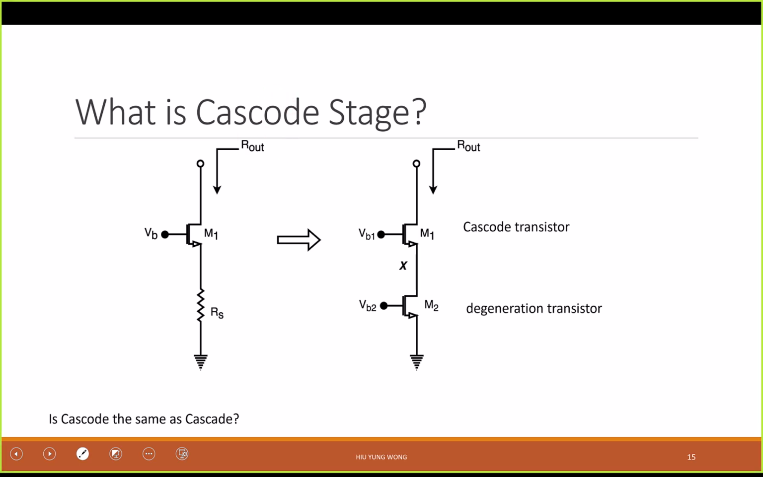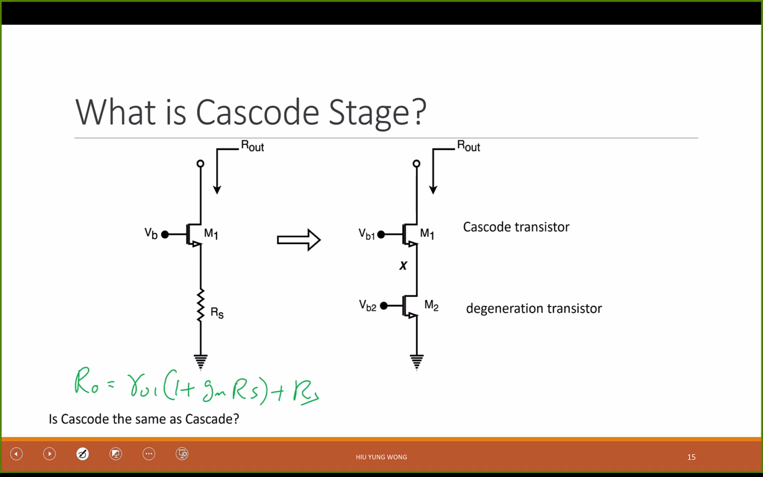What is a Cascode circuit? A Cascode circuit is just like a common source with degeneration. The reason is this: we do degeneration because our R out equals, I don't know if you still remember, R01 times 1 plus gm RS, plus RS, right? I'm wrong, thank you.